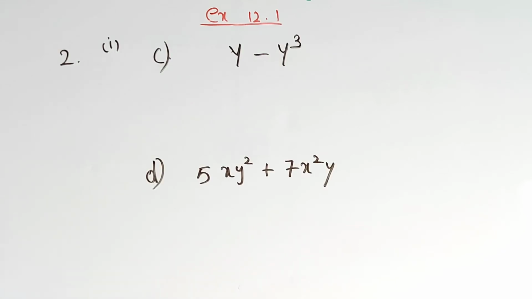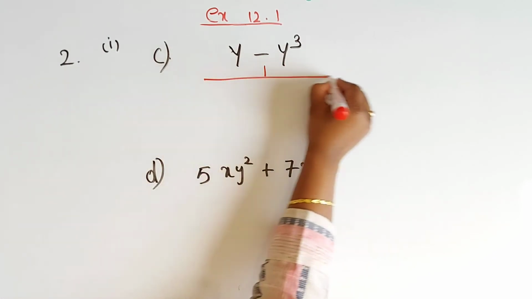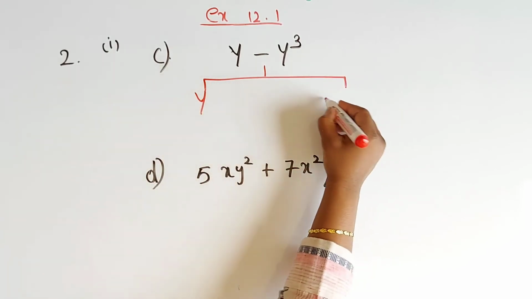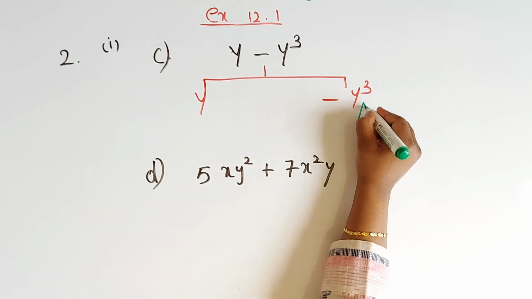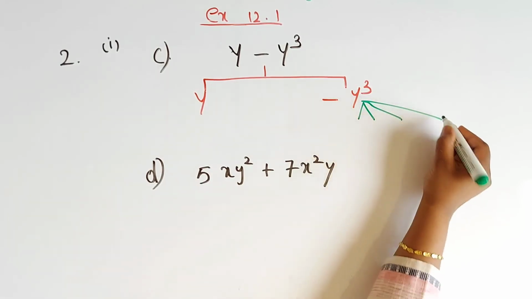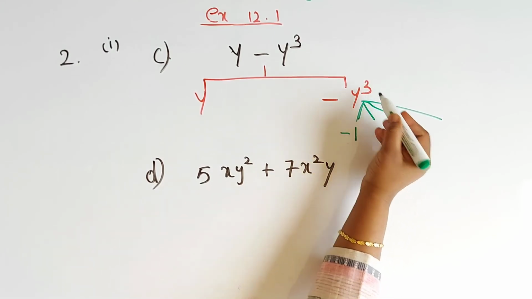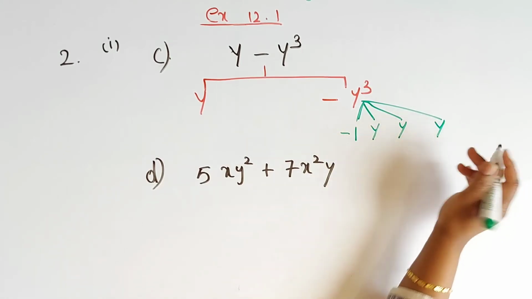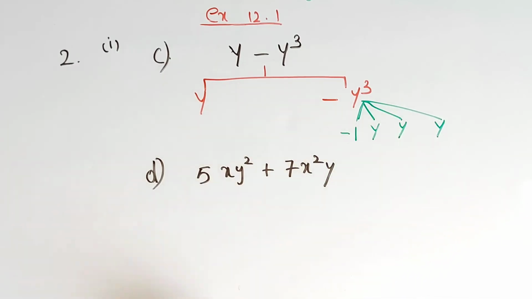C. y minus y cube. Third one, y minus y cube, children. Here we have 2 terms, so write the 2 terms: y and minus y cube. Again, minus y cube also we can divide into factors, children. First one, minus is there, so minus 1, y cube. y 3 times, we have to write y into y into y. See, minus 1 into y into y into y is minus y cube.